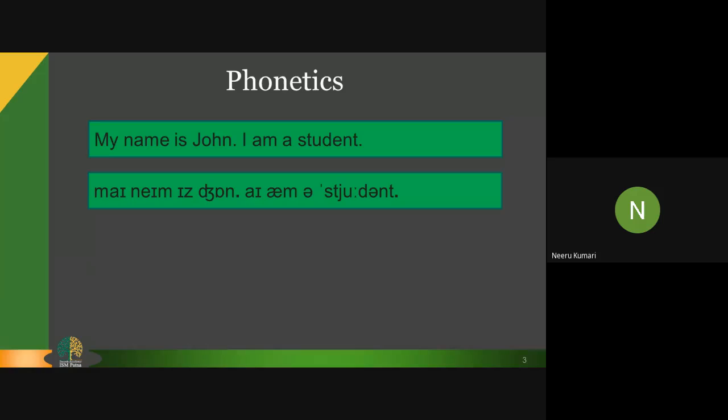Now, the next line is actually the phonetic language that is used to represent the sentence mentioned above. Please remember, don't get confused whenever you see such words. The language you can see here, this first one is the phonetic translation of the word my. Second is name, is, John. I am a student. All right.